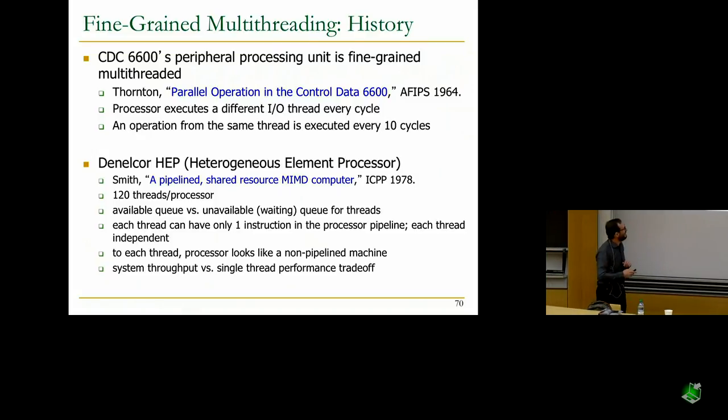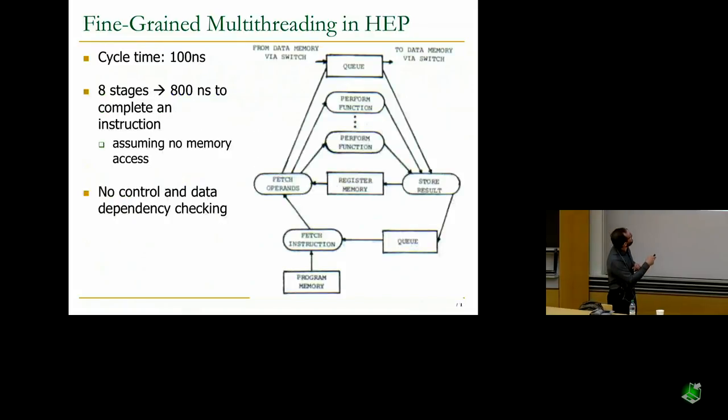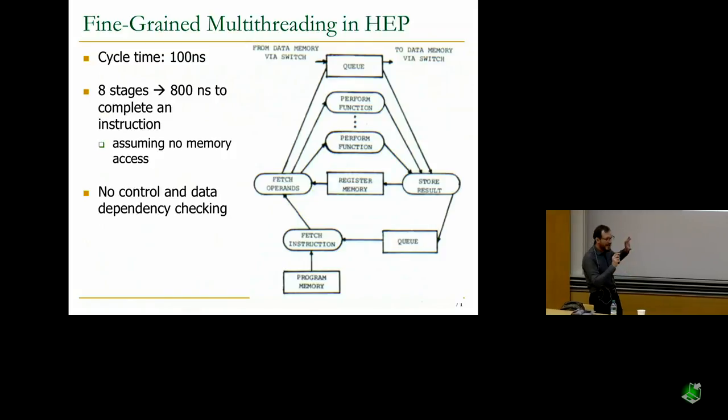That's a good question. OK, so this is what the machine looks like. The cycle time was 100 nanoseconds. There were 8 stages, so 800 nanoseconds to complete an instruction, assuming no memory access. And as you can see, there are these queues. Let's start with this queue. You fetch an instruction, you put the instruction in the queue, and there may be other threads that are waiting to be fetched. But the key is you fetch from a different thread every cycle.